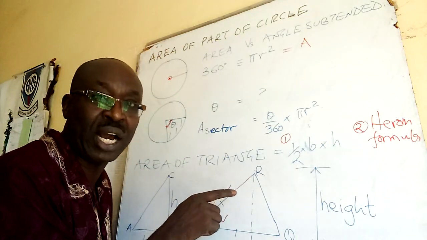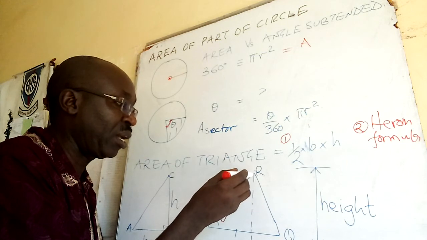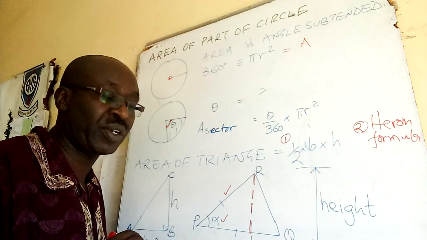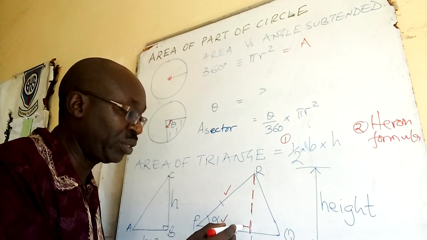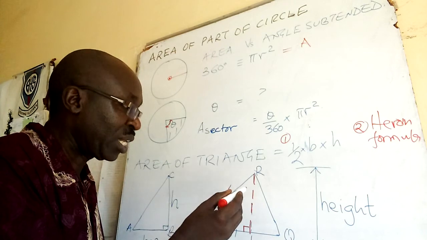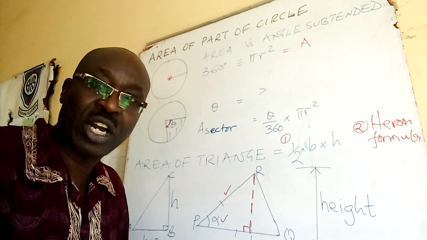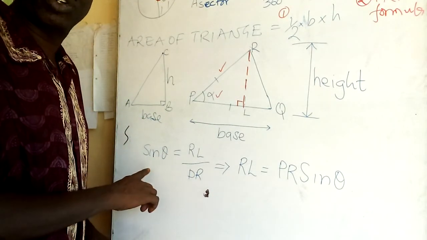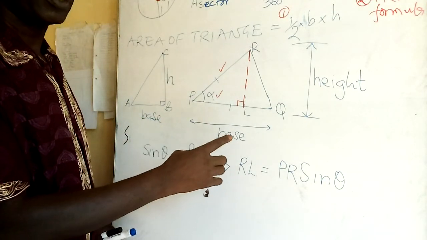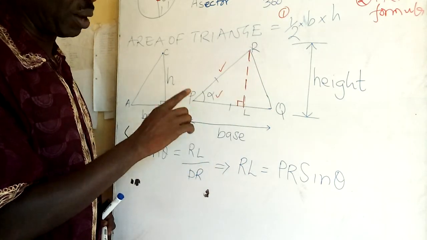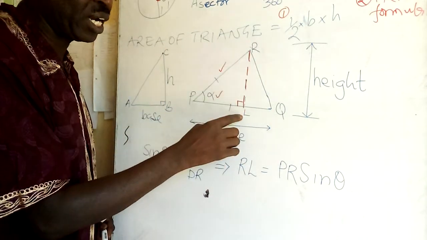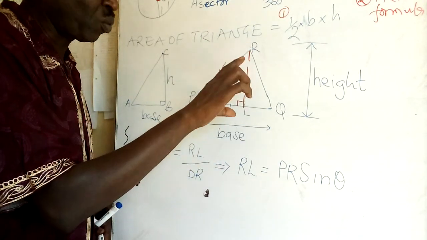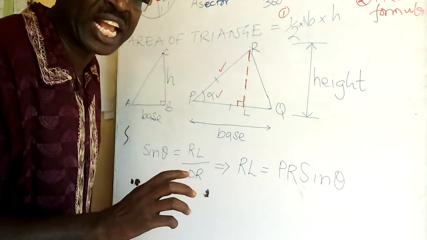So I have dropped a perpendicular here. This is the perpendicular height, which makes 90. How do I get this height? I'm talking, in a nutshell, of triangle PRL, where RL is the vertical height.